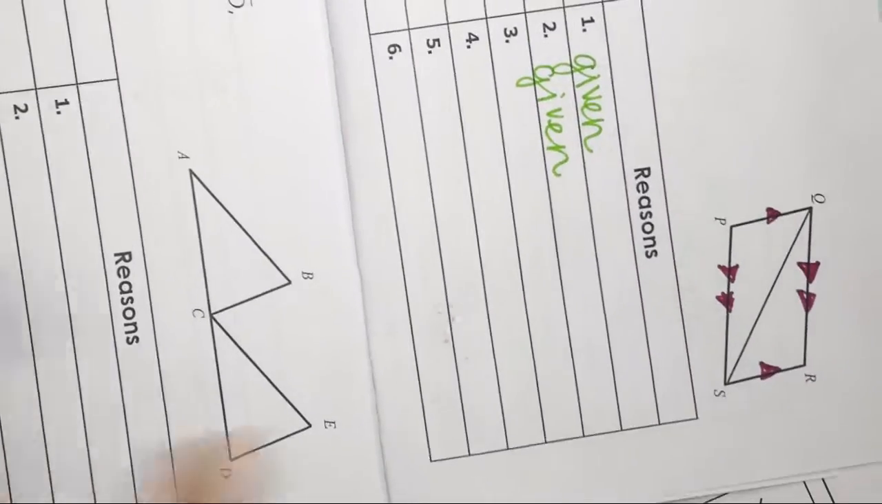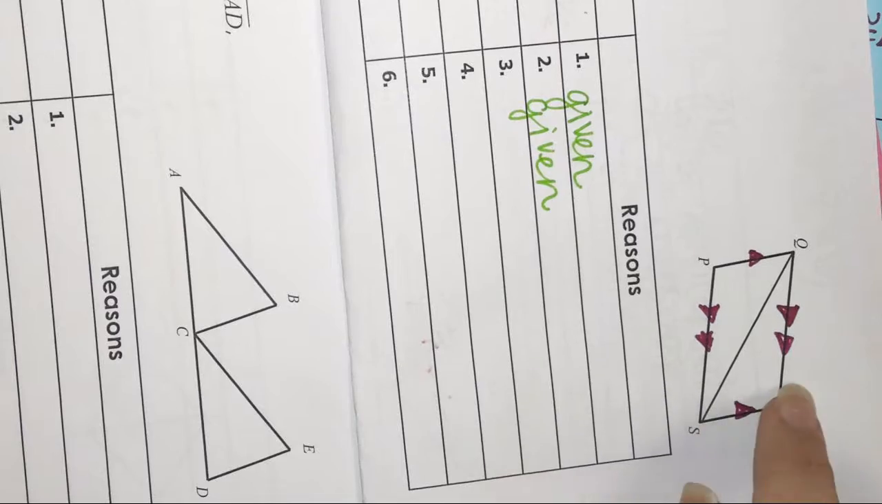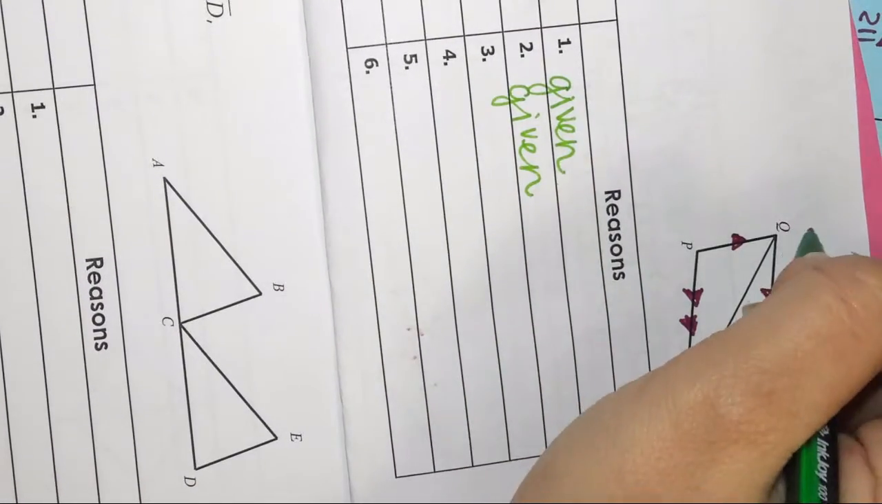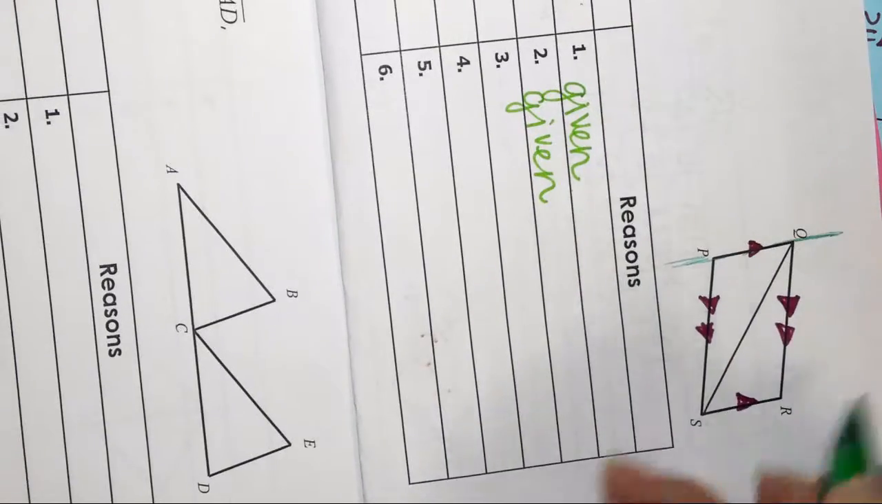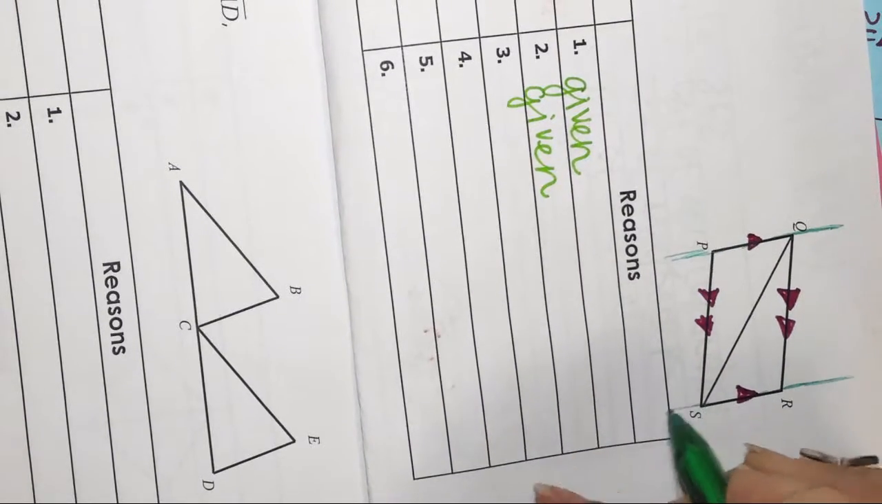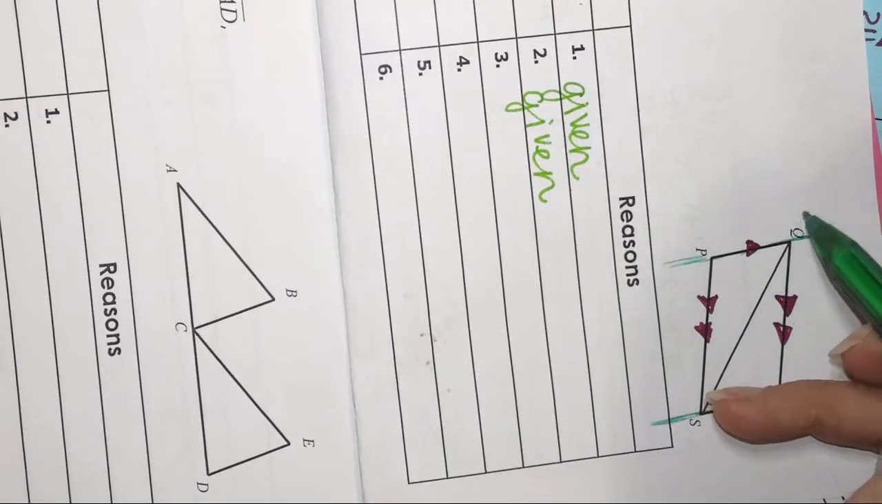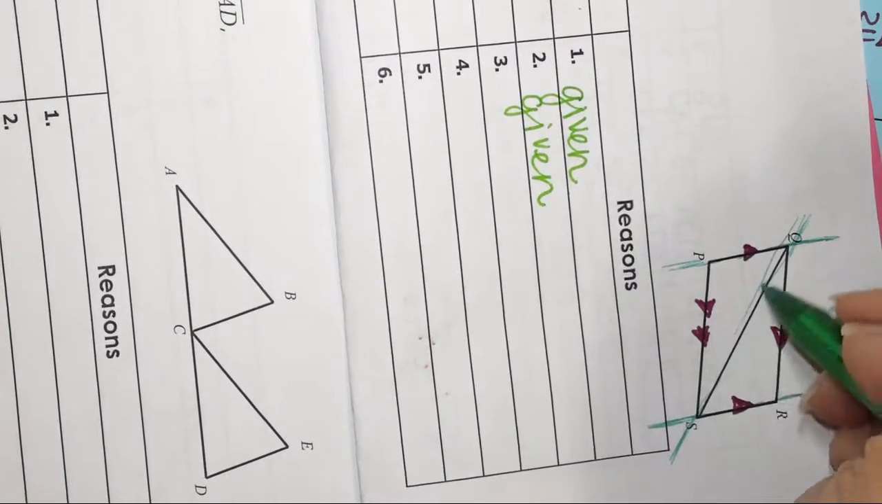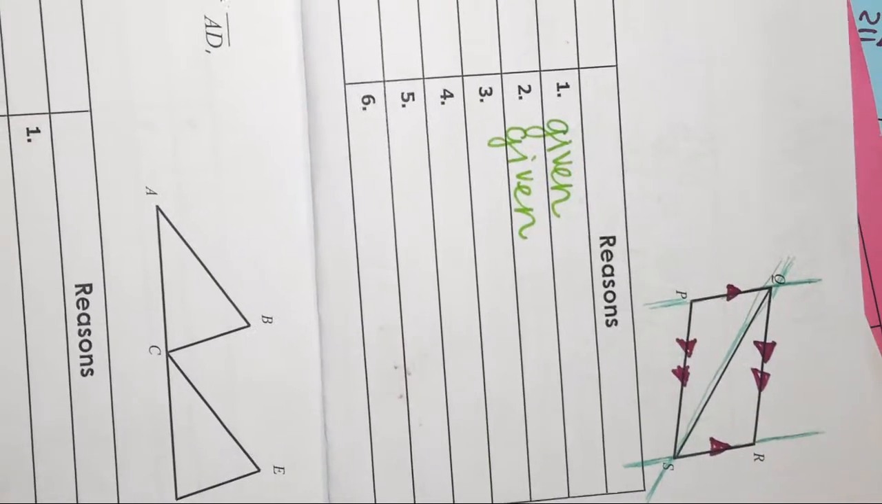Don't turn your paper, just watch mine. These two lines are parallel, correct? Angle, side, angle. Don't do this, just watch. That means that this right here is a transversal. And we know stuff about transversals.